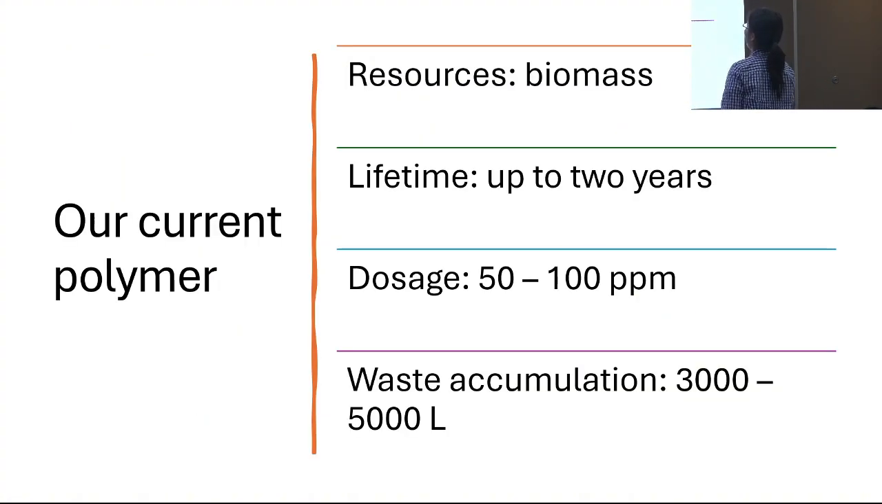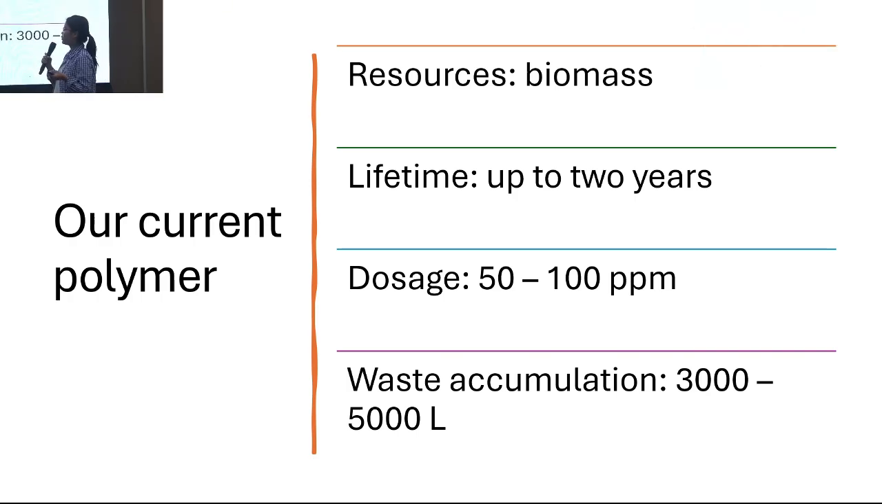So currently the product is a polymer, and we get the resource to make this polymer from biomass, and the lifetime from their production until its degradation is up to 2 years. So the dosage currently is at 50 to 100 parts per million, and the waste accumulation is 3,000 to 5,000 liters.